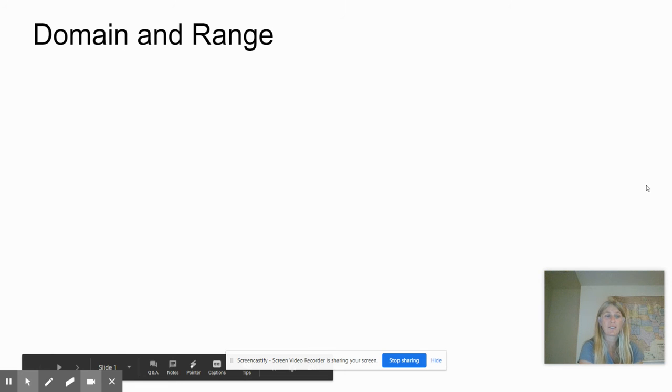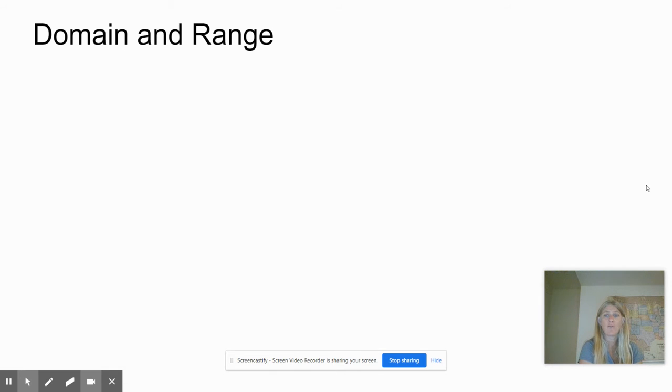Hello, today we're going to look at domain and range of a graph. So our domain of a graph are our x values. So when we ask for the domain, we're looking to see the limitations of x. Our range, on the other hand, is our y values. So we're looking along that y-axis to find the range of our graph.